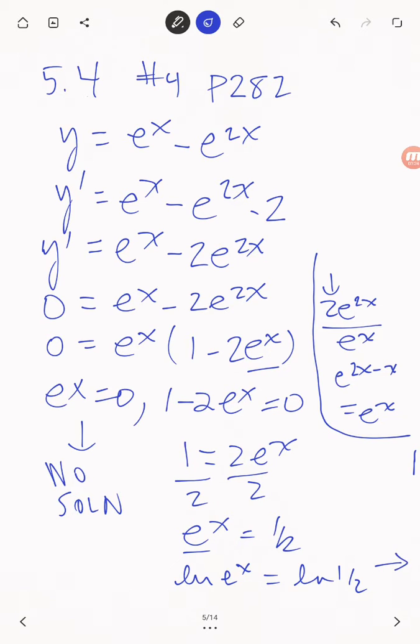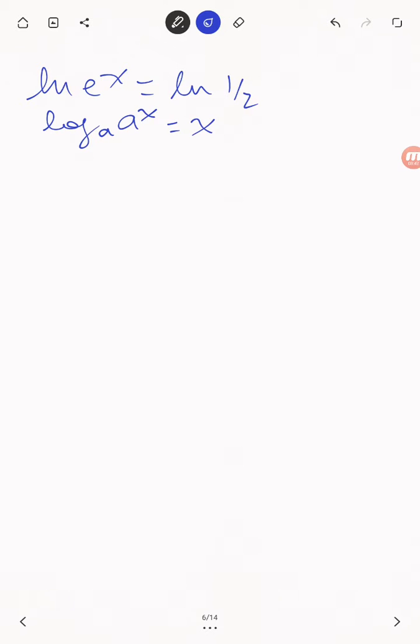Going to the next page now. So we're at ln e to the x equals ln 1/2. For ln e to the x, we can either apply our property that says that the log of a to the x base a equals x, or we can apply a power law for logs from advanced functions, bring the exponent down in front, which would make it x ln e, and ln e is equal to 1, so it's still x. So either way, the left side of the equation is x.